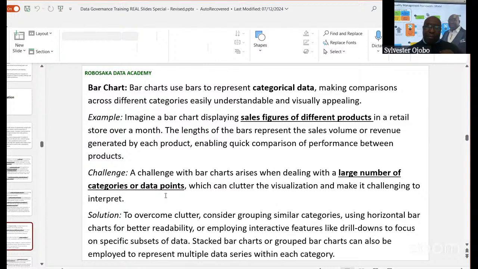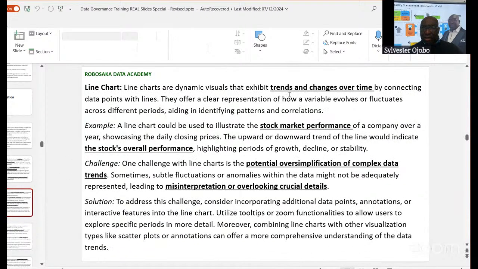So we have the bar chart. We all know this one in most cases, right from the time we were in primary school. The bar chart uses bars to represent categorical data. So the first one deals with what? Trends and changes. Okay.